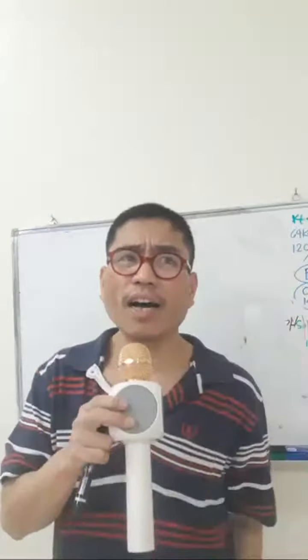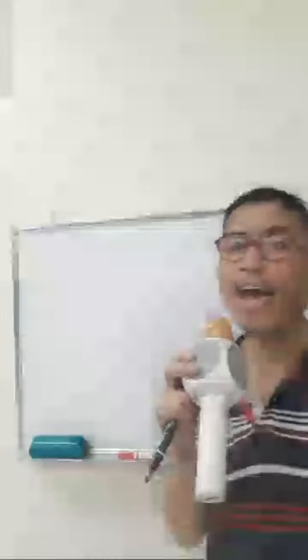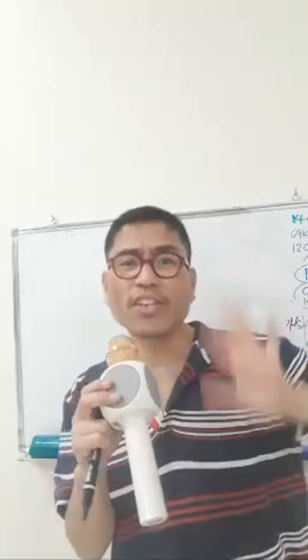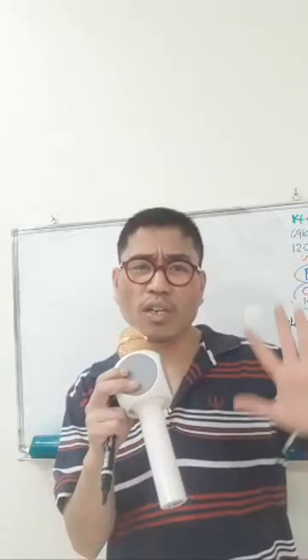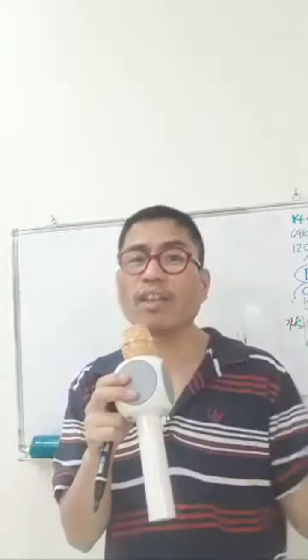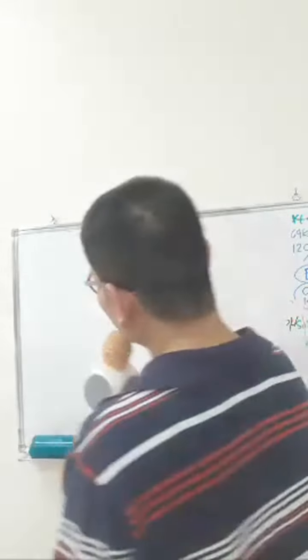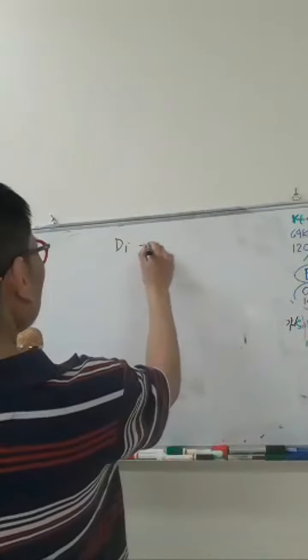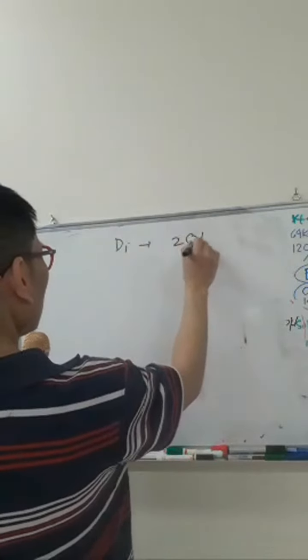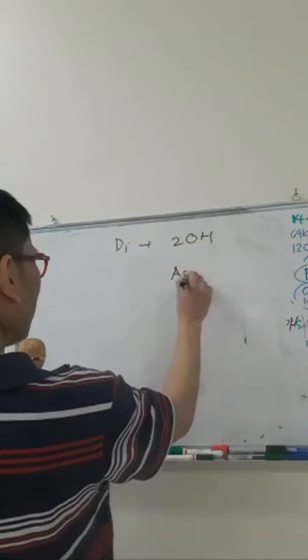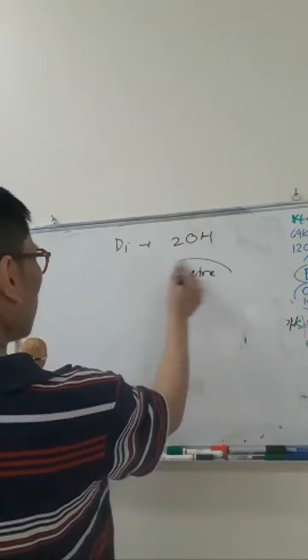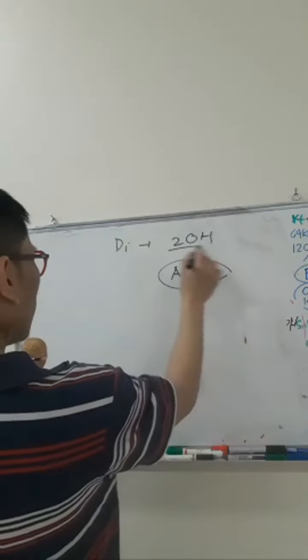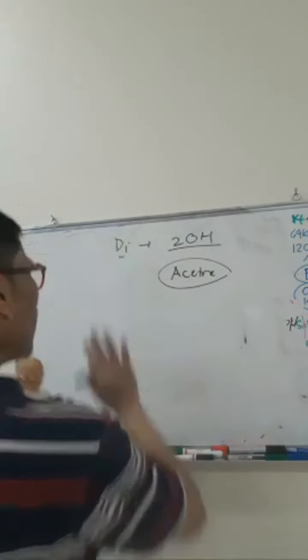When does a sugar become a ketone family? For example, if I have dihydroxyacetone, this is a sugar also under the ketosis family. Dihydroxy, meaning di, hydroxy is 2 OH, and then acetone. So this is your ketone. Acetone, 2 OH, and di.